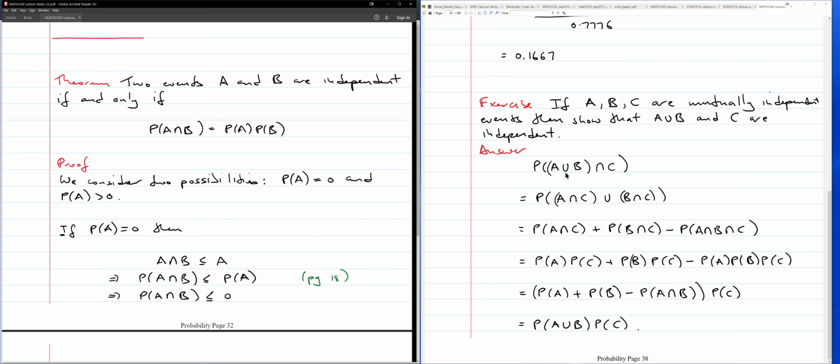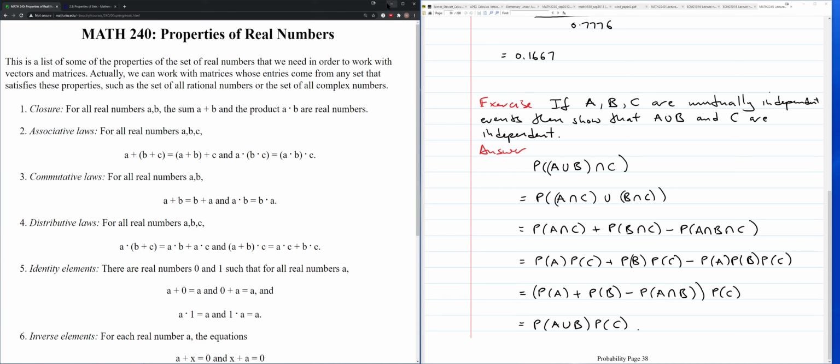What I want to do is show that if I have this event A union B and the second event C, then the probability of A union B intersect C is equal to the probability of A union B times the probability of C. If I can go from this first line to this last line, then according to this condition for independence, I get that A union B and C are independent. So how do we go about this? What you want to recall, let me remind you of something called the distributive law, which you probably take for granted.